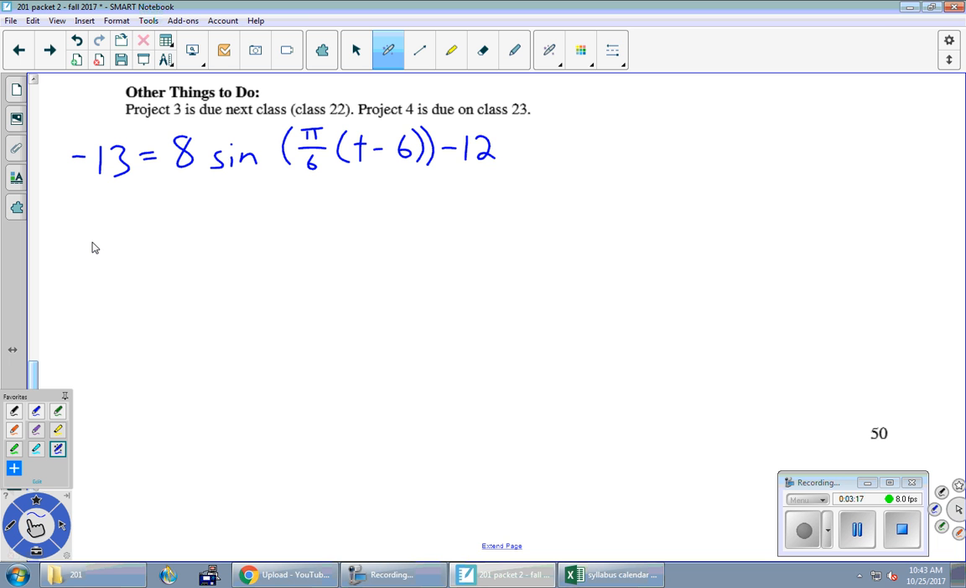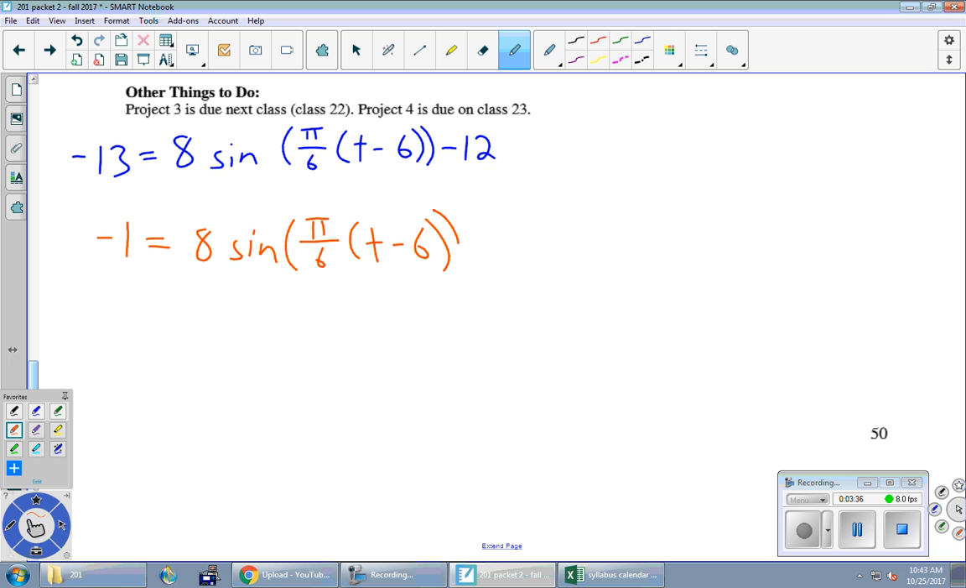So the beginning part, nothing tricky. We're going to isolate this sine business. So we need to move the -12 and the 8, in that order. We'll add 12 to both sides, so that's -1 equals. And then we'll move the 8 over by dividing. So -1/8 equals sine of all this gobbledygook.